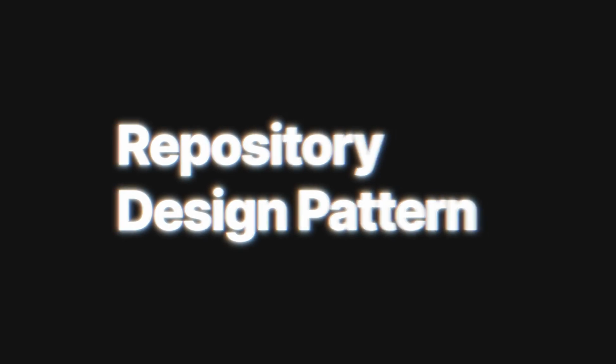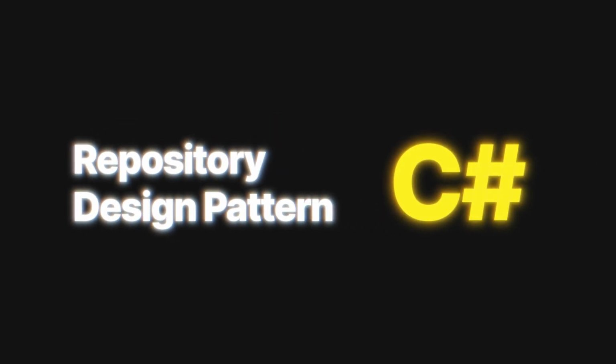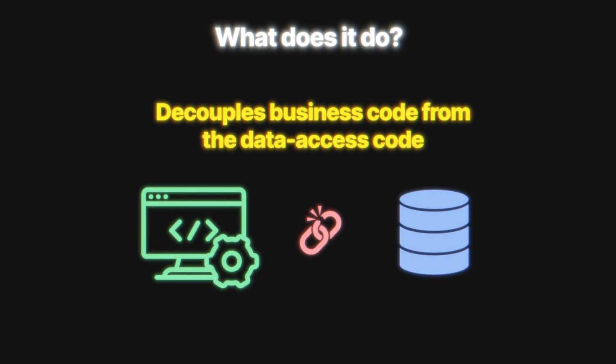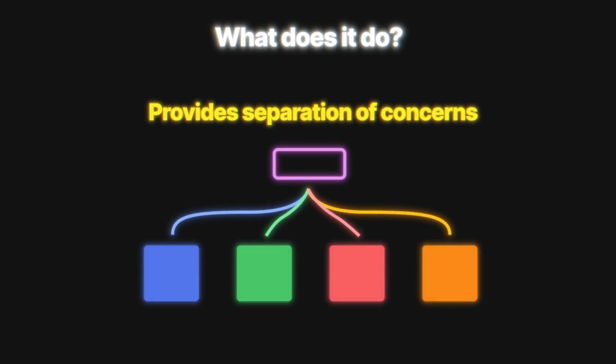The repository design pattern in C# is one of the most used design patterns in real-time applications. So, what does it do? Its main responsibility is to decouple business code from the data access code. Like Entity Framework is giving us separation of concerns by making a connection to the database, repository pattern gives us separation of concerns from the database context. So it provides us one more layer of abstraction.